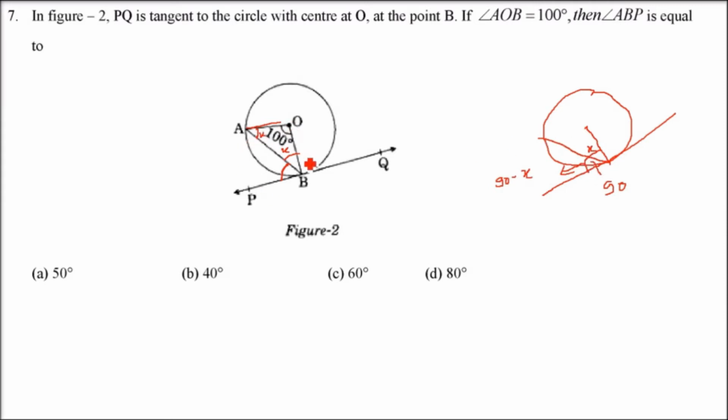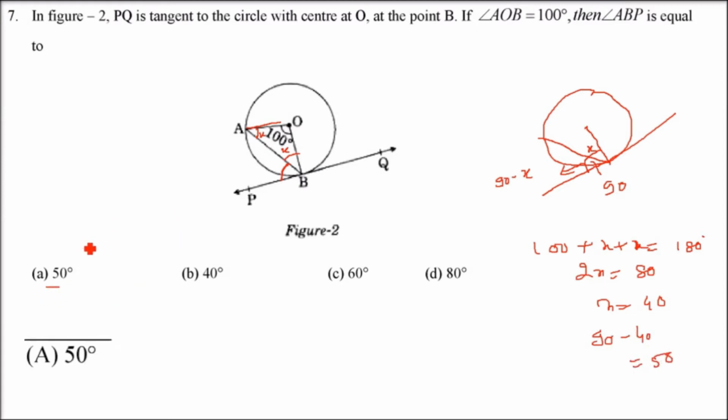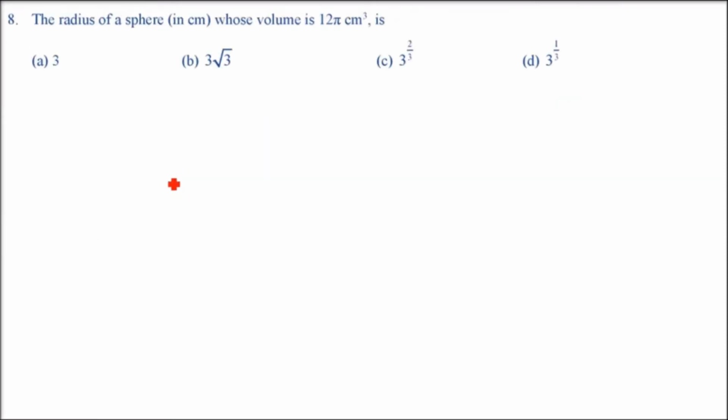In a triangle, the internal angles sum to 180 degrees. That is 100 plus 2x equals 180 degrees. So 2x equals 180 minus 100, that is 80. x is 80 by 2, that is 40. 90 minus x is what? 90 minus 40, that is 50. Now 50 is option A. This is the answer.